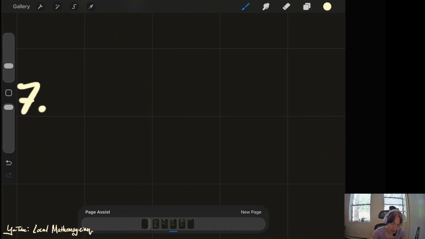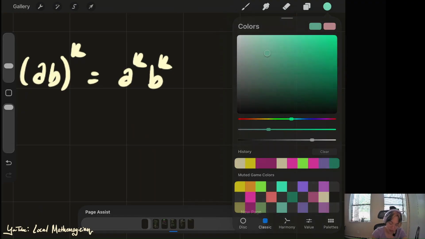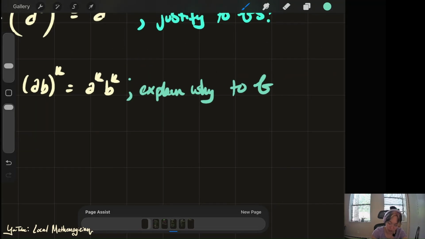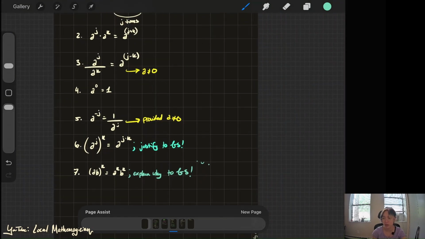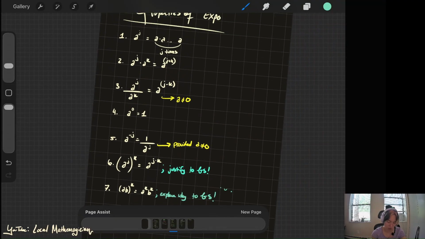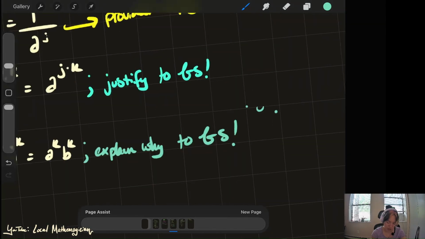Oh, and one more important property. 7. We have a times b to the k is equal to a to the k, b to the k. I want you to explain why to Gradescope. All right. So, as a hint, you can use property 6.